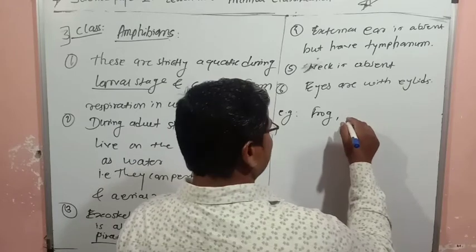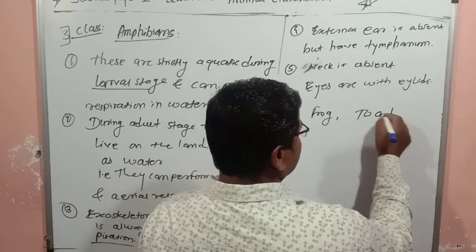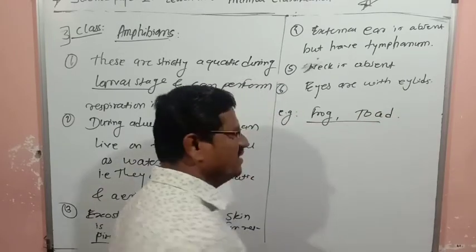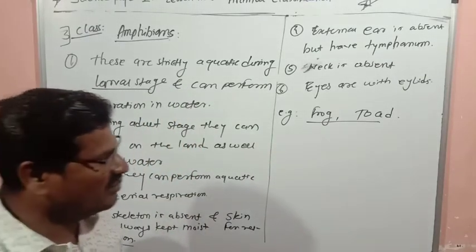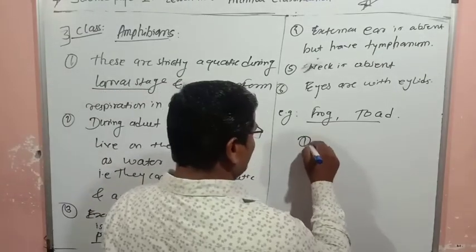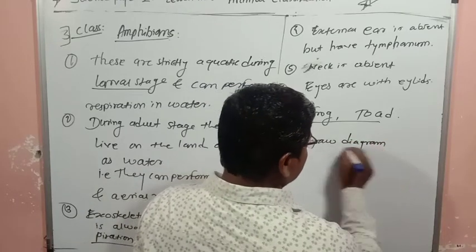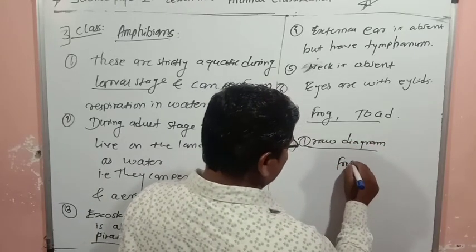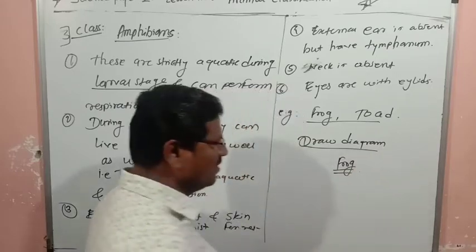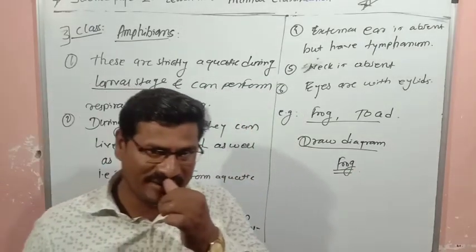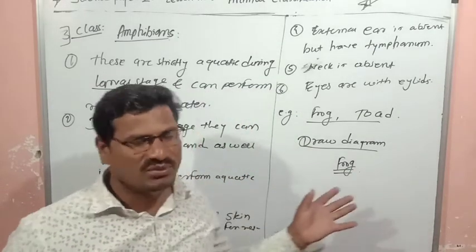Again you can give examples: toad, frog and toad. These are the examples. And you have to draw the diagram of the frog from the textbook. You have to write these points and draw the diagram from the textbook.